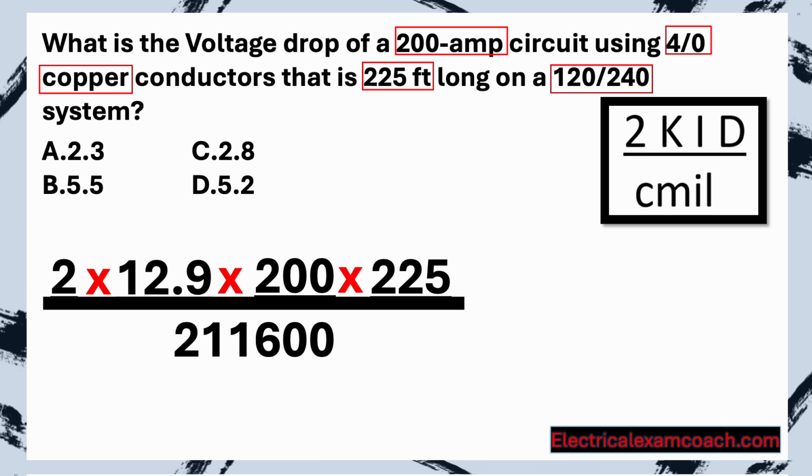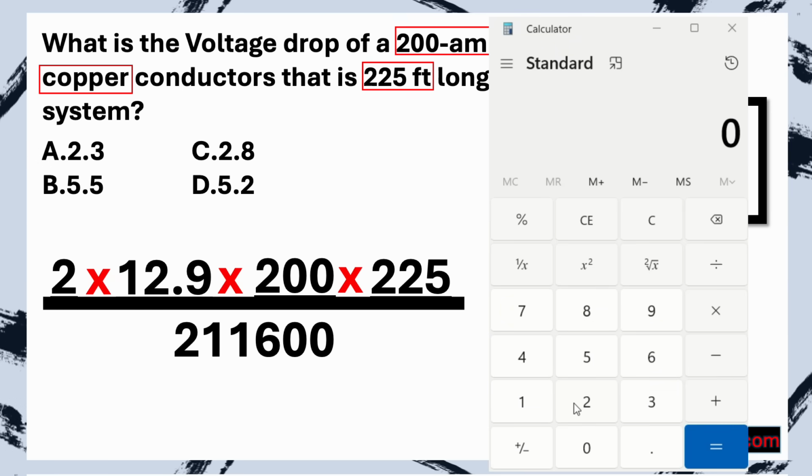Now all we have to do is go to our calculator and plug in our values. We take 2 multiplied by 12.9 equals, multiplied by 200 equals, multiplied by 225 equals, and then we divide that by 211600. And it's as simple as that. That lets us know that we have a 5.48, which we would round up to 5.5 voltage drop on this circuit. And we select B.